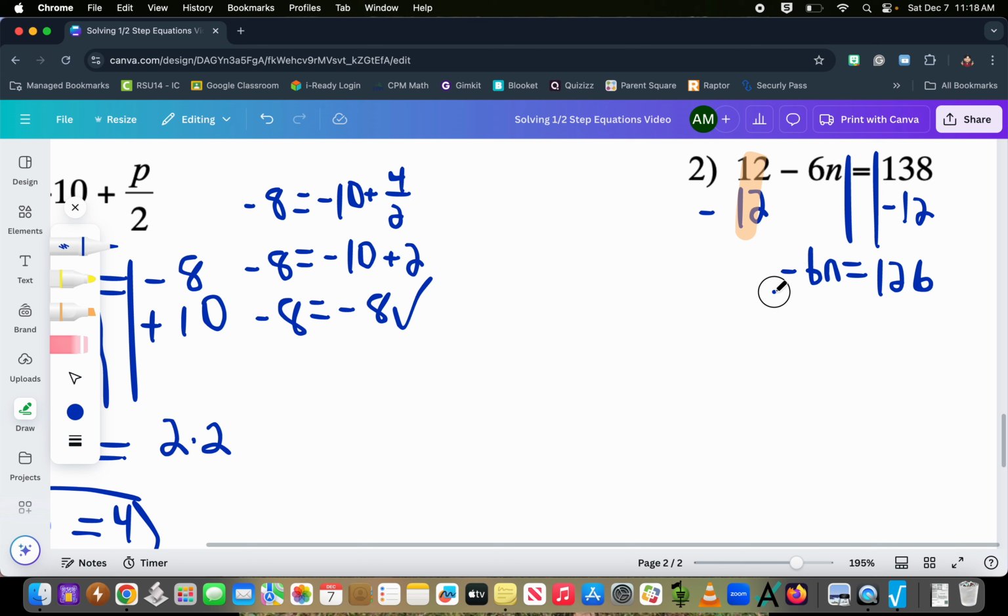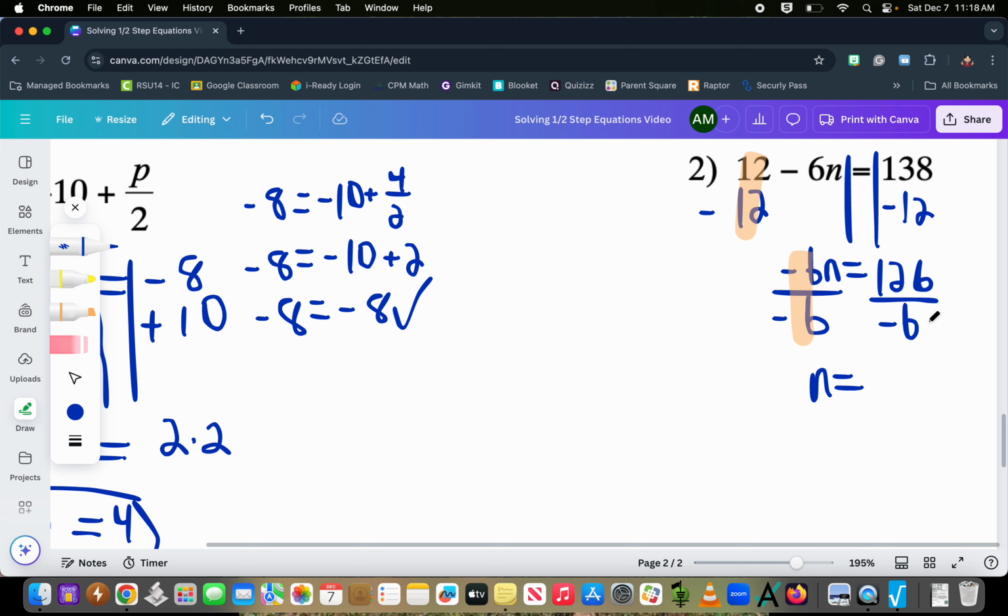Well, the opposite of multiplication in this case is division. So I'm going to divide both sides by negative 6. And again, it has to stay whatever the sign is. So in this case, it's negative. So I need to divide both sides by negative 6. And then again, what happens? Negative 6 divided by negative 6 is going to cancel out to make a positive 1n. So I've got n equals 126 divided by negative 6.